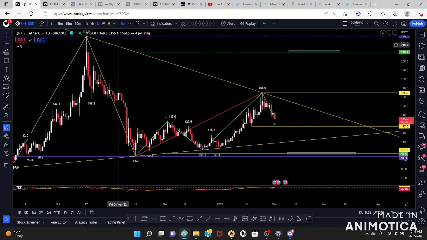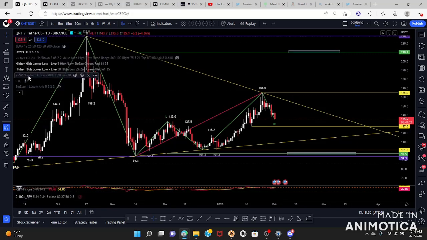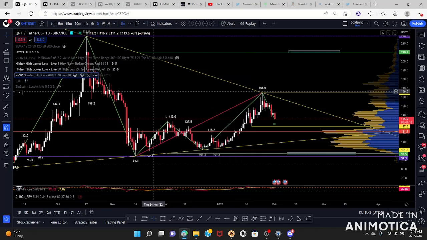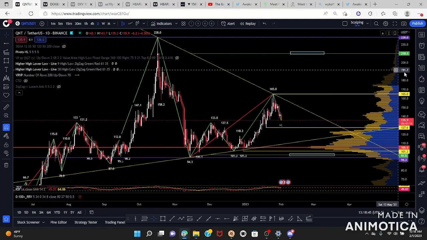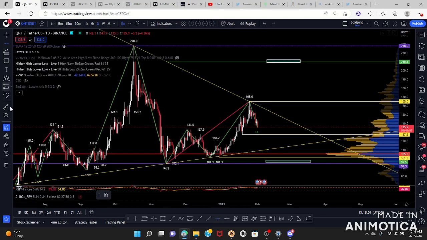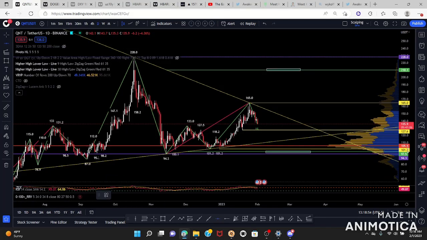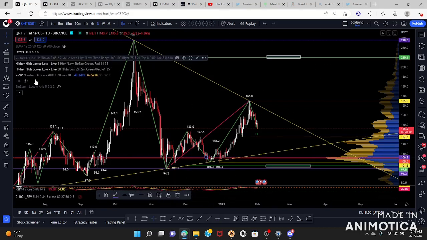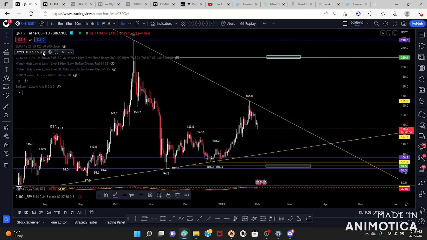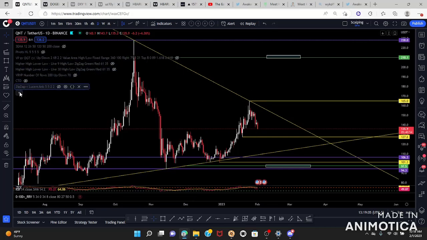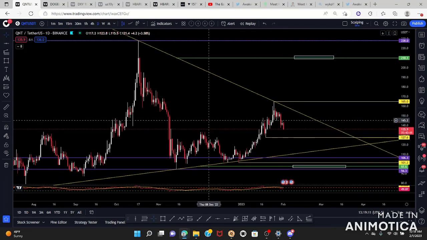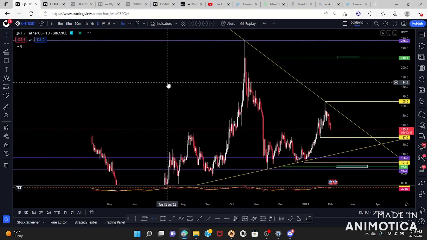Alrighty, so now that I have this, I want to turn on my VRVP, and this is going to give me a great point of control location where price could come back to. So go ahead and mark it. Just trying to see if it moves. Okay, perfect. Turn it off. Cute. Okay, so now that we're done in the daily, let's go ahead and move into our 4 hours.